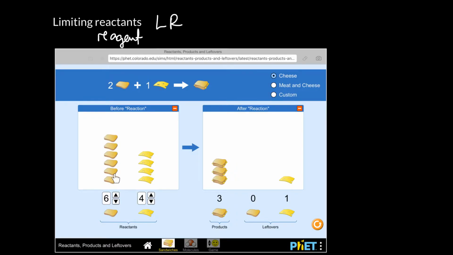And the bread is a limiting reactant or a limiting reagent. We don't have enough of it. It limits how many sandwiches we can make. If we had 2 additional slices of bread, we could make 4 cheese sandwiches, but with only 6, we're limited in how many we can make.